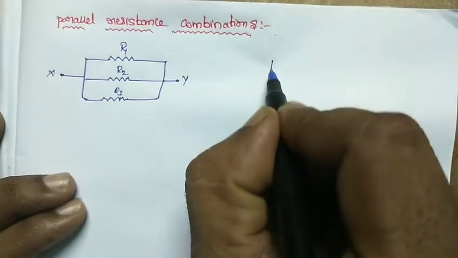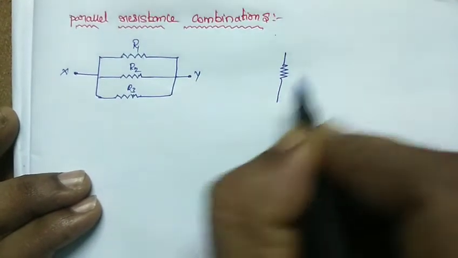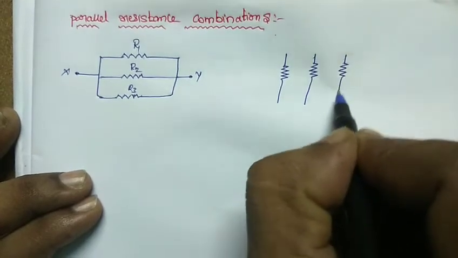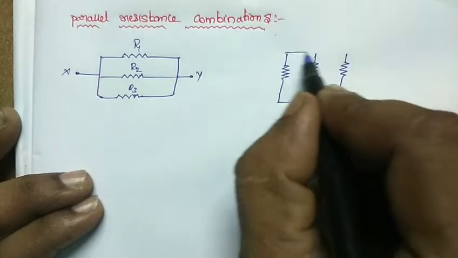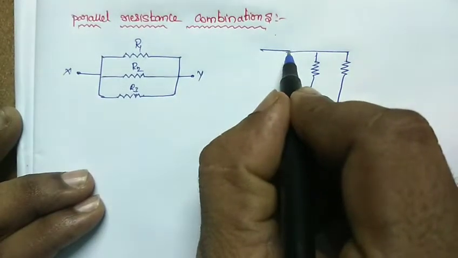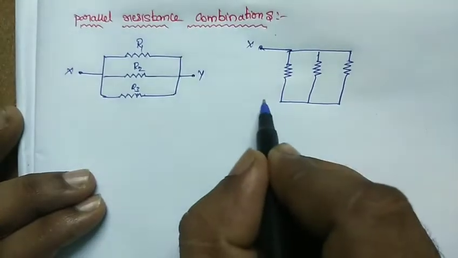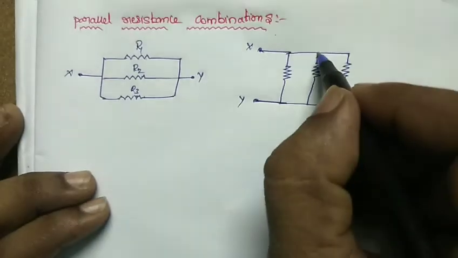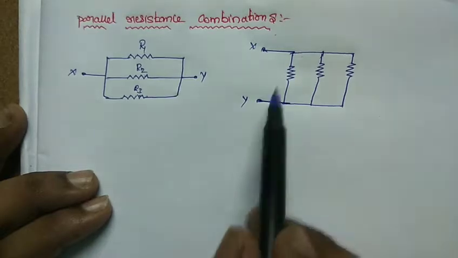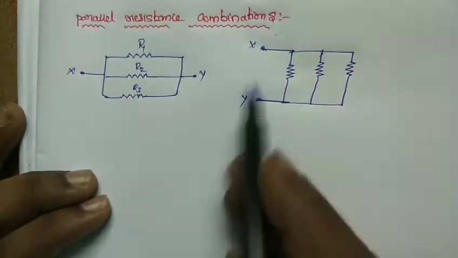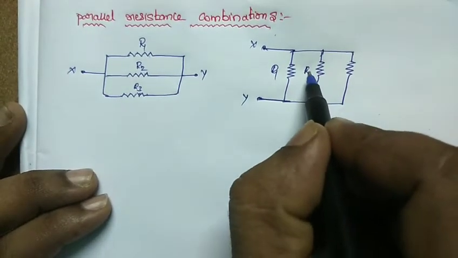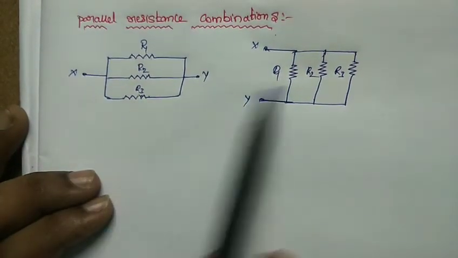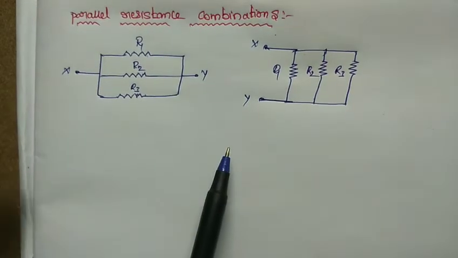And see here, these also are one by one. This is X and this is Y. So in between X and Y, three resistances should be connected like this. This connection can also be called a parallel connection: R1, R2, R3. It means the resistances are placed one by one together, which is a parallel resistance combination.